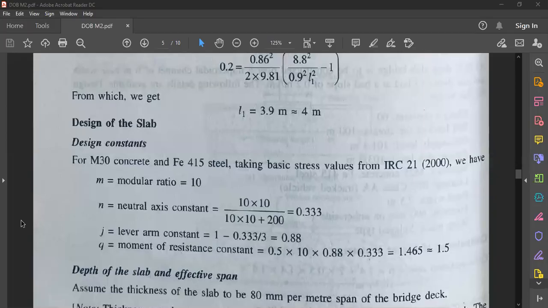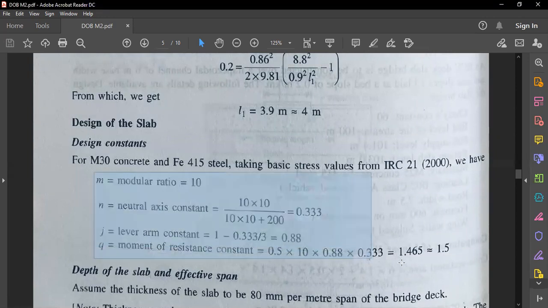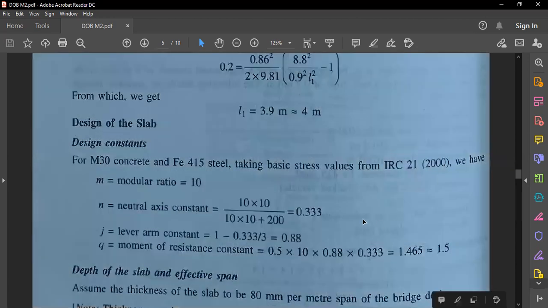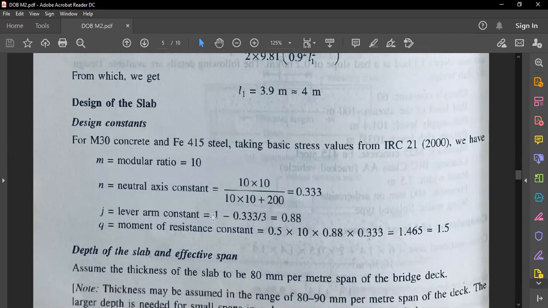Okay, let us continue. These design constants are the constants which you have studied in the working stress method. Calculation of modular ratio, neutral axis, lever arm, and moment of resistance constant M, N, J, and Q. It is also given in IRC 21. So these values we will calculate as the design constants.